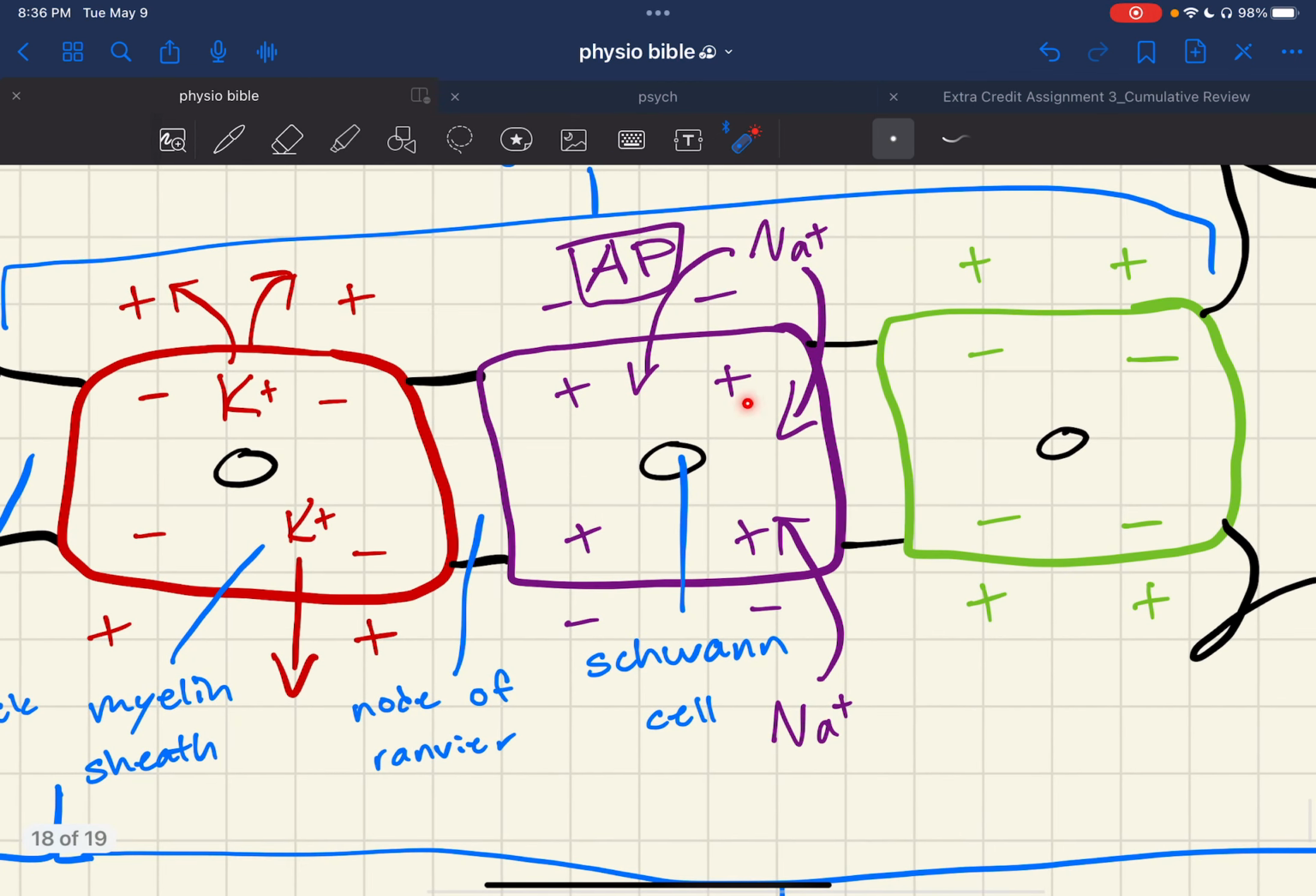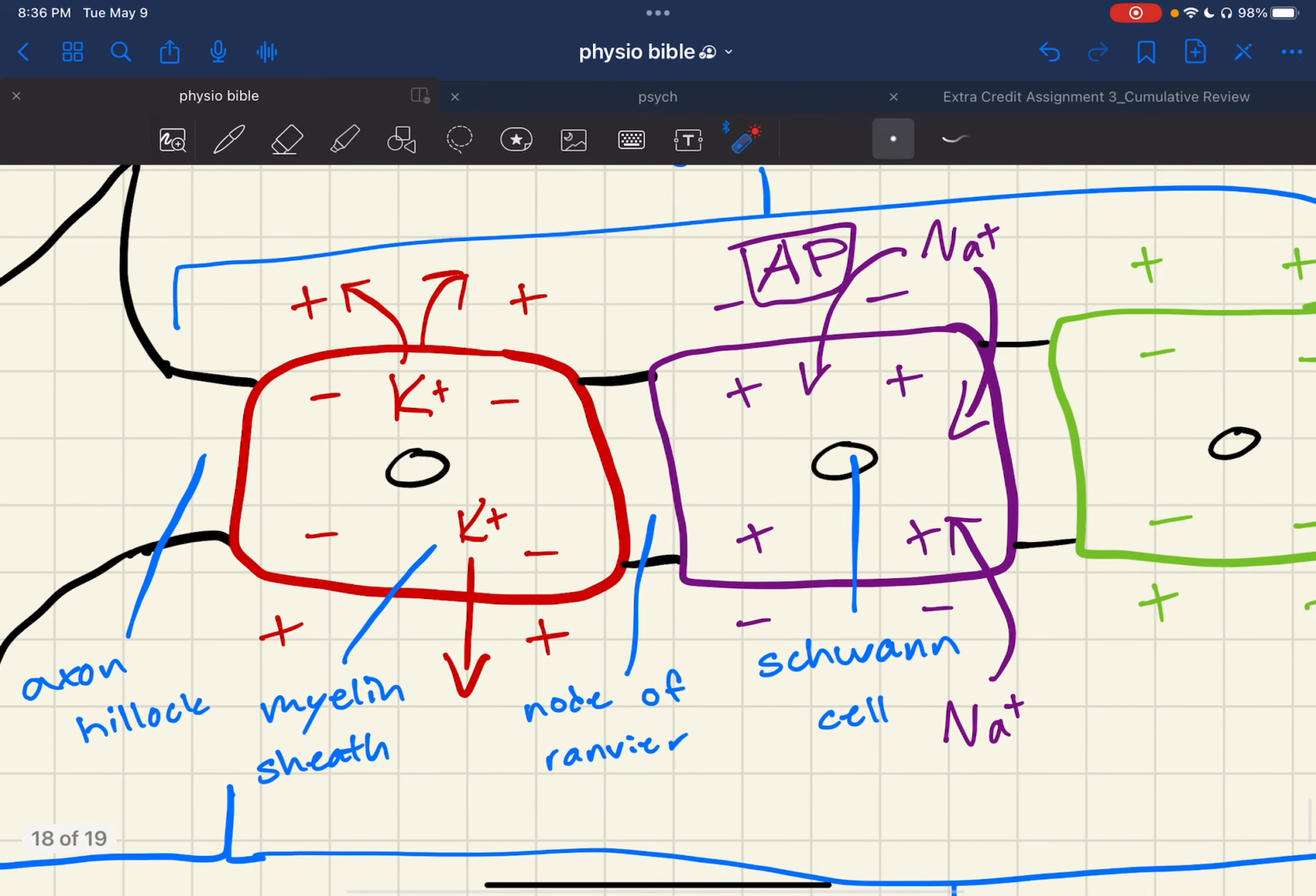This would be an example of depolarization, where it's going up to about positive 30 millivolts because of all the sodium going in, making the intracellular membrane of this myelin sheath more positive. And so the action potential in this case would be here if it went from this myelin sheath to this one.